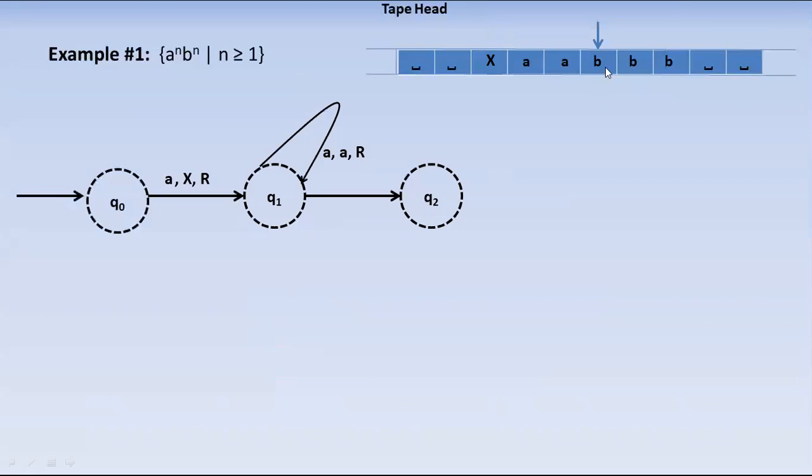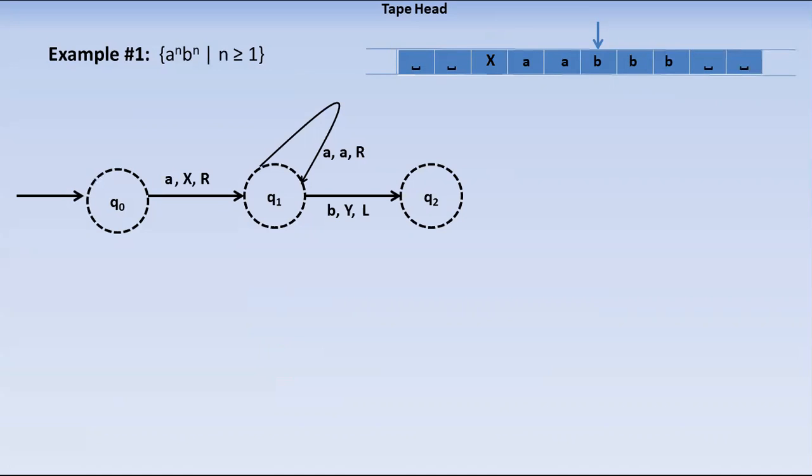Now we have read B. So on B we replace it with another symbol to make sure that we have already processed it. So we replace it with Y. Now which direction do we have to move, towards right or left? We have to move in the backward direction. So here we have to move towards the left. So for 1 A we have converted 1 B. So the direction we have to take is left.